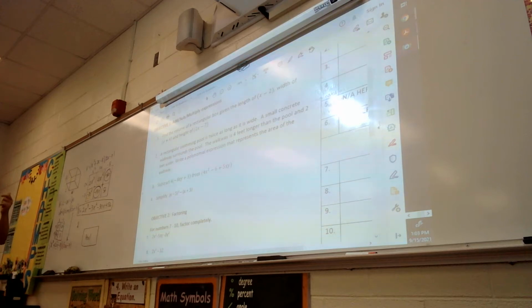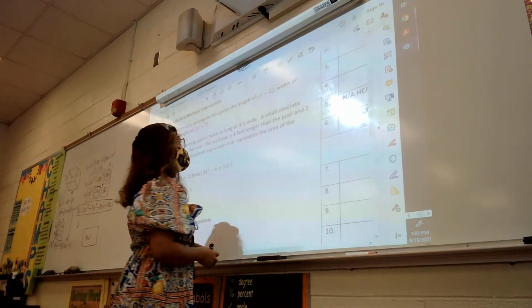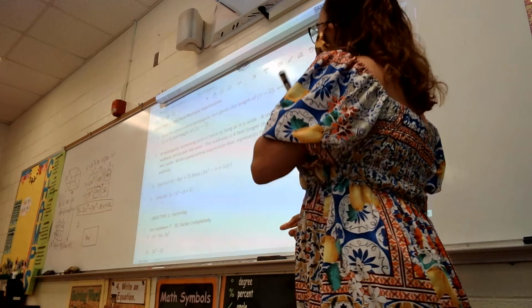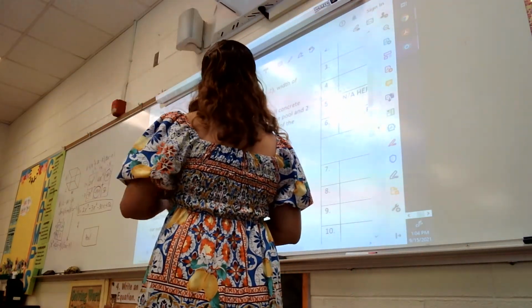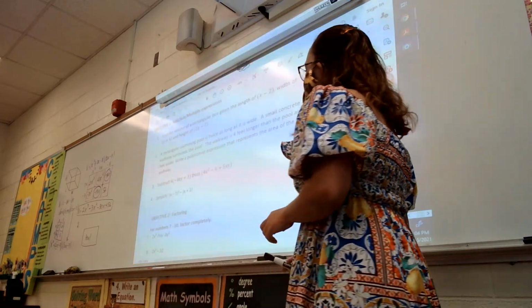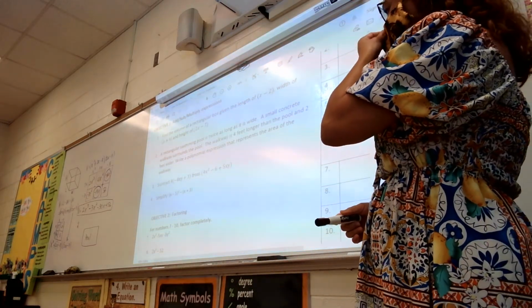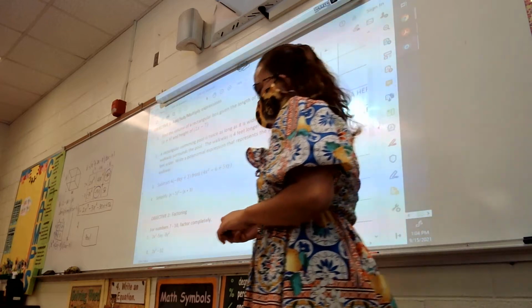Again, a rectangular swimming pool is twice as long as it's wide. A small concrete walkway surrounds the pool. The walkway is 4 feet longer than the pool and 2 feet wider. Write the polynomial expression that represents the area of the walkway.